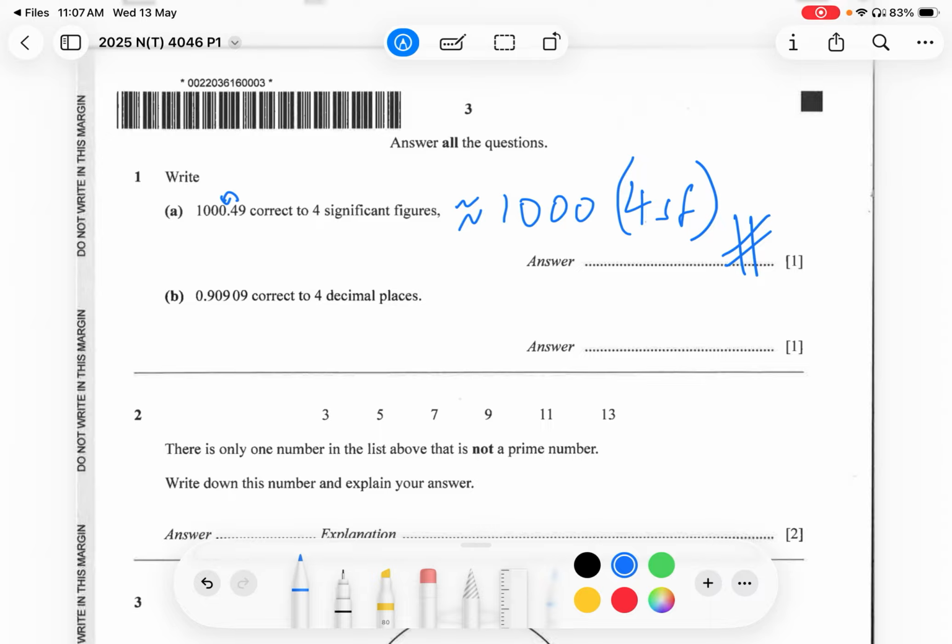The next one. Correct 0.9090909 to 4 DP. 1, 2, 3, 4. That's the fifth digit. The 9 can round up, so 0.9091 for 4 DP. That's the answer.